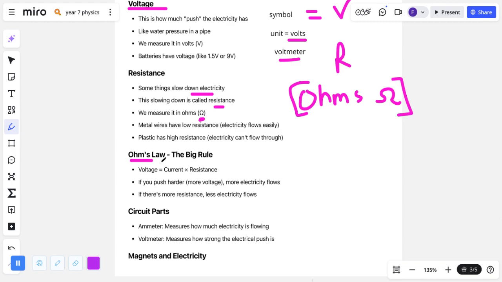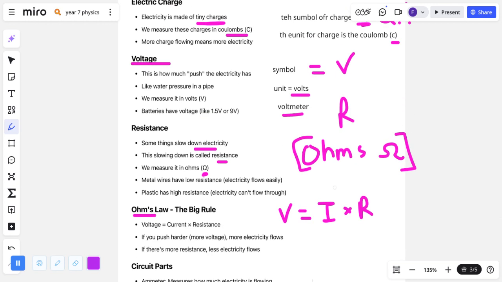Now, Ohm's law. Voltage equals current times resistance. This is Ohm's law. All right? Now, what I mean by symbols: voltage is V equals current, which is I, times resistance, which is R. V equals I times R. All right? Okay. So I really want you to start with that.